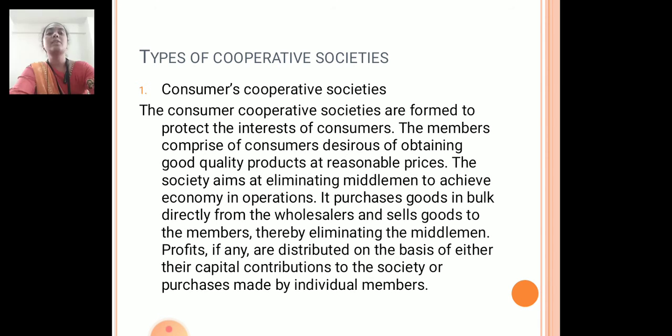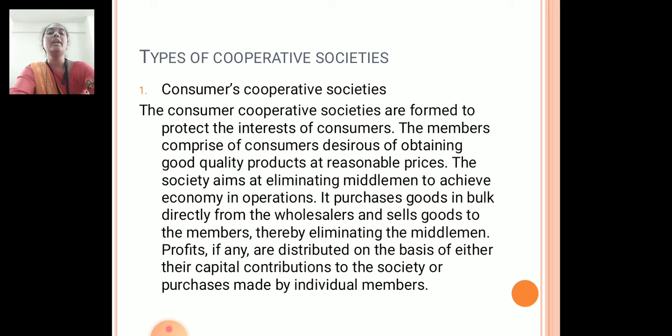So when this society forms, it's an association of persons who have voluntarily joined together for the benefit of the consumers. They'll purchase goods in bulk directly from the wholesalers so that the middlemen will be avoided, and their profit margin can be eliminated. If the middleman is eliminated, the goods price will be lower for them.